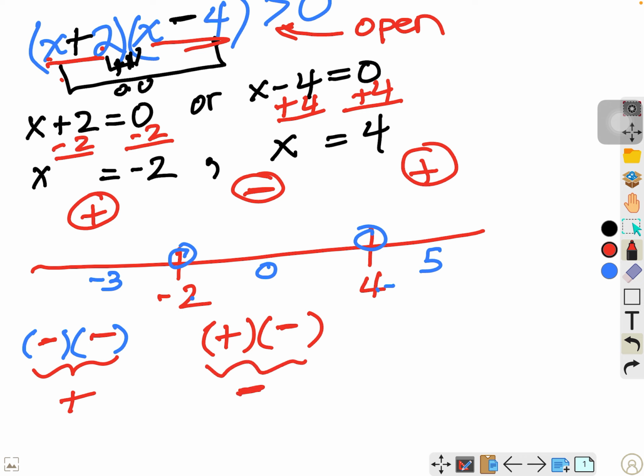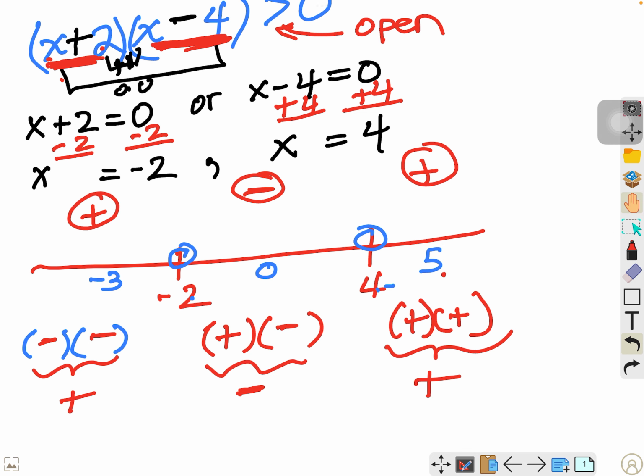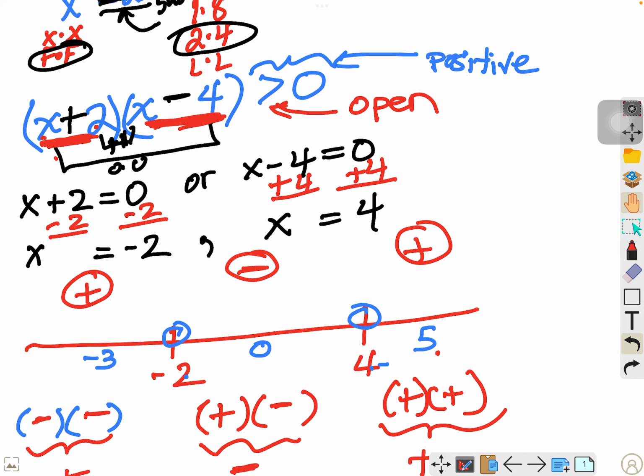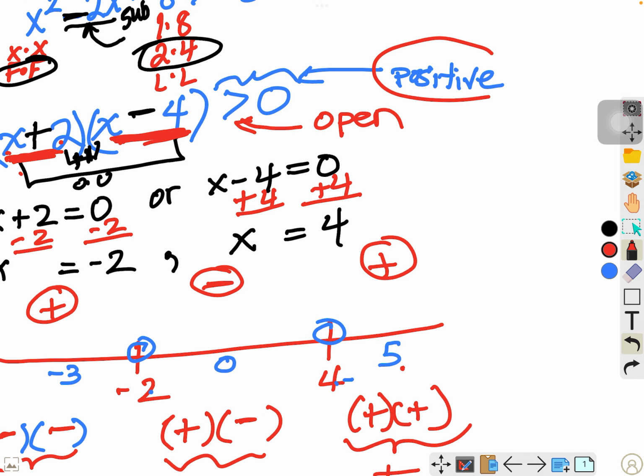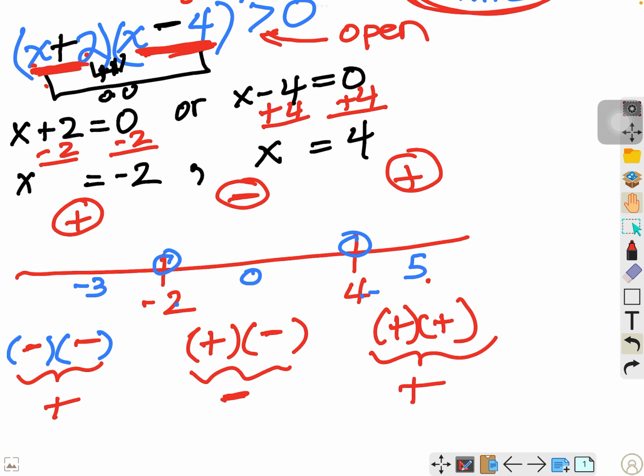On the right, let's plug in 5. 5 plus 2 is 7. That's a positive outcome. 5 take away 4 is 1. That's a positive outcome. Positive times a positive is positive. And looking back at our inequality, we are looking for positive outcomes. Okay? So we're going to graph those regions, and we're not including our endpoints.